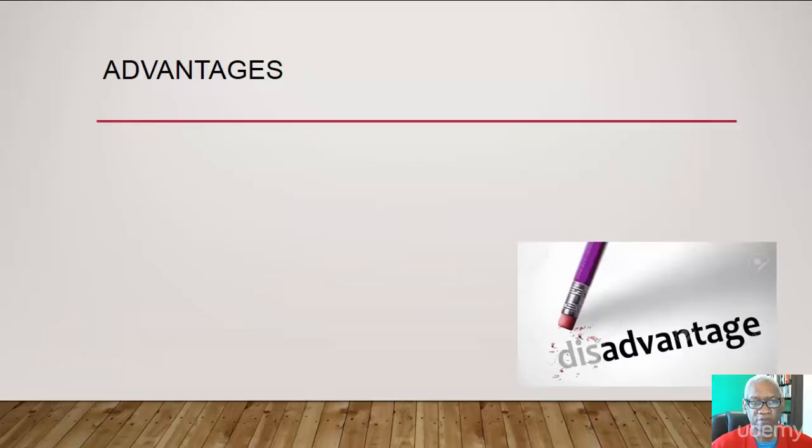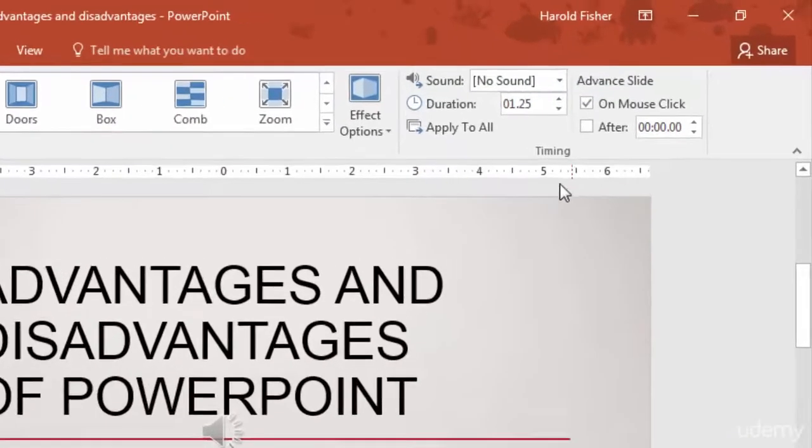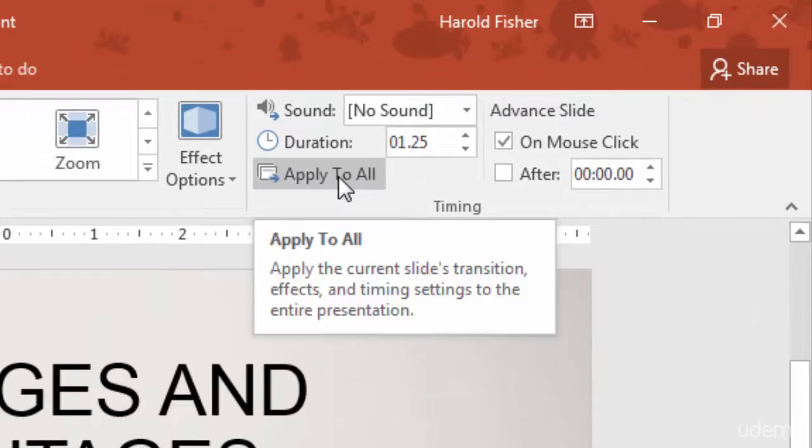And of course we didn't apply it to all, so if I move to the next slide we won't be able to see it. So I'm going to hit escape. And that's the thing you have to remember. You want to apply, here it is right here, apply to all. So I'm going to choose apply to all.